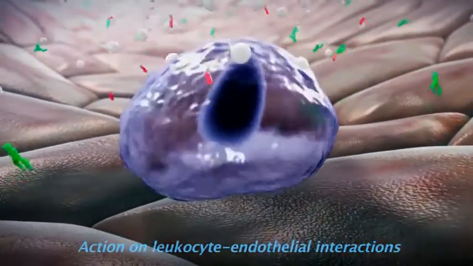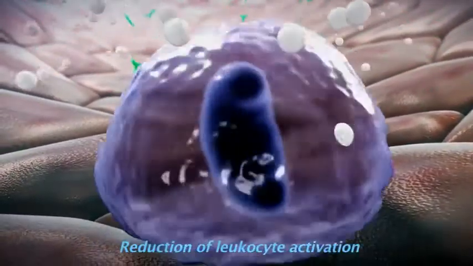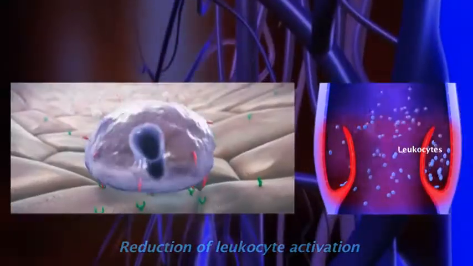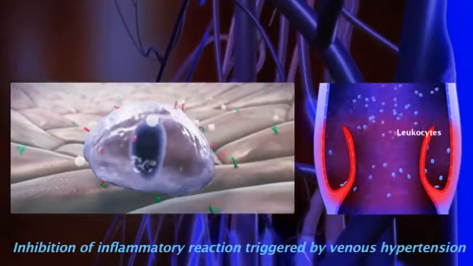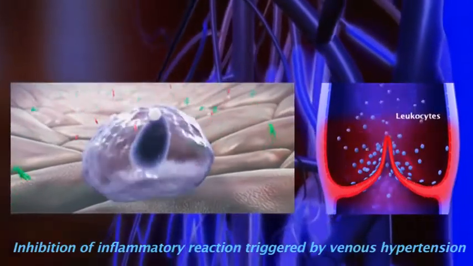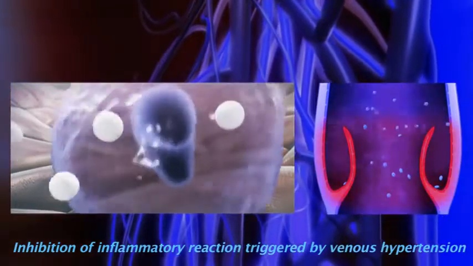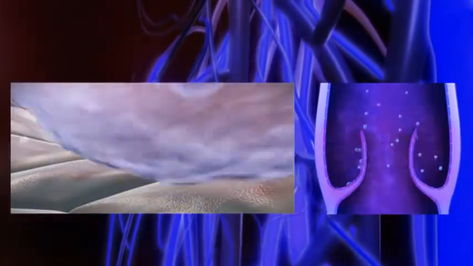Indeed, Daflon 500 mg can reduce leukocyte activation in the veins of patients. Findings suggest that by inhibiting the inflammatory reaction triggered by venous hypertension, Daflon 500 mg may delay the development of reflux and suppress damage to the venous valves and the vein wall.